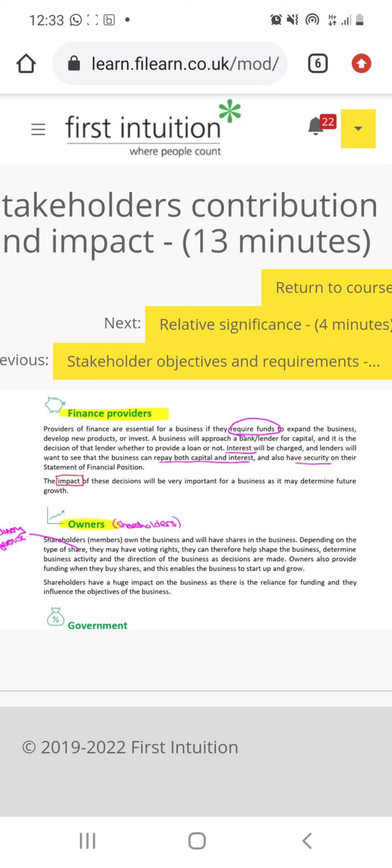Shareholders may have voting rights. This is what they require from the business. They can help shape the business and determine business activity. They can help with decisions.